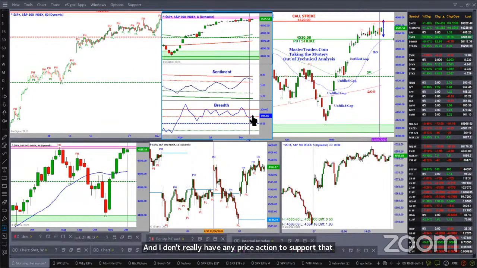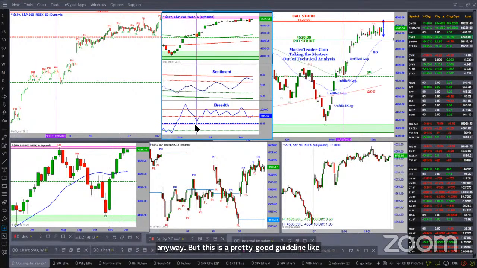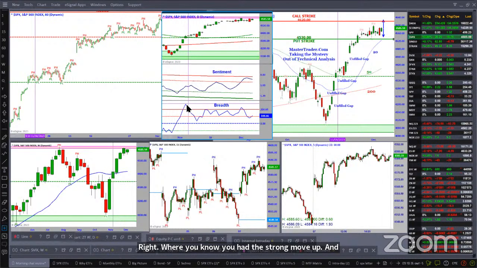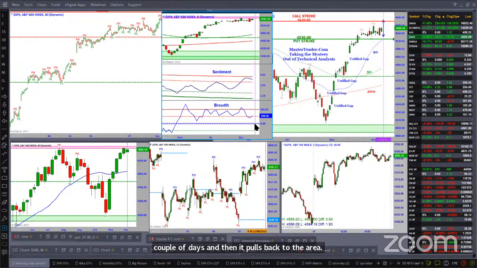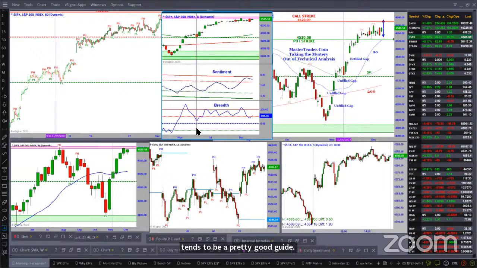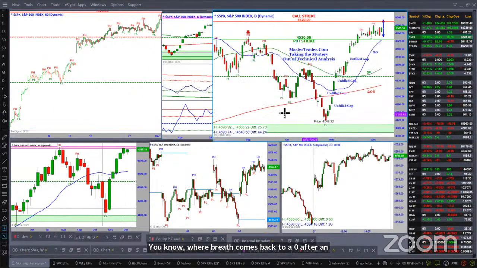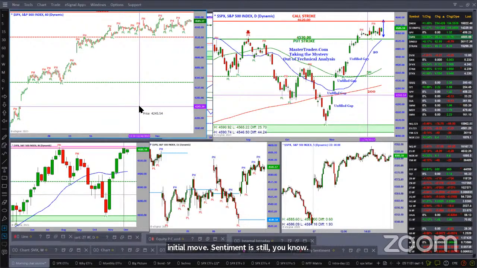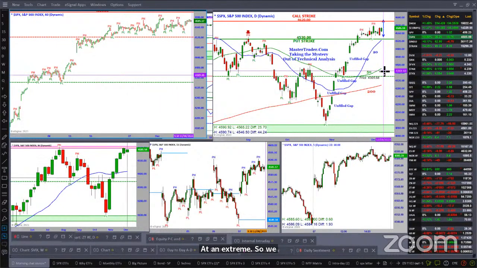But this is a pretty good guideline, like here, where you had the strong move up. And I've talked about this: it makes a strong move after a couple of days, and then it pulls back to the area of the zero line. Actually, I'm looking at this red line. It's not down here. So if this was to pull back, maybe it gets to zero. It tends to be a pretty good guide, where breadth comes back towards zero after an initial move. Sentiment is still at an extreme, so we just don't have a high probability scenario as far as the market goes for swings.